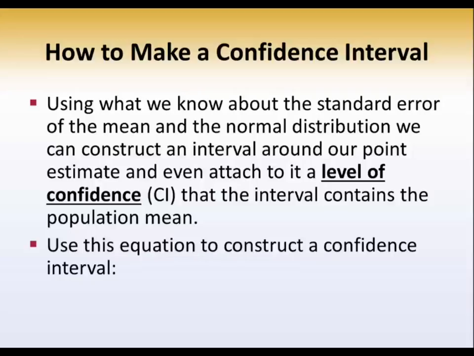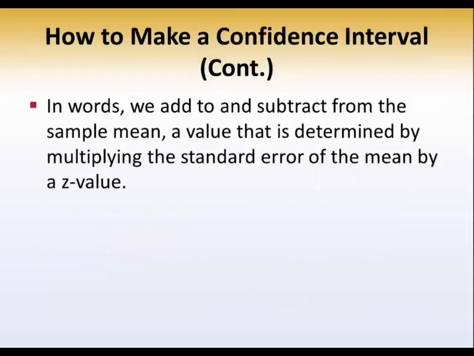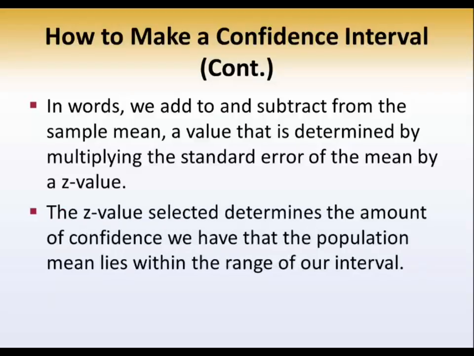Here's the equation that we would use to do that. Notice we take our sample mean, and from that we subtract and add a value, and that value is a z-score times the standard error of the mean. The z-score we choose will determine our level of confidence. In other words, we simply add and subtract from the sample mean a value that is dependent upon how variable the standard error is and how confident we want to be of our decision. Here again, the z-value that we select will determine how much confidence we can have that the population mean is actually in the range of our interval.